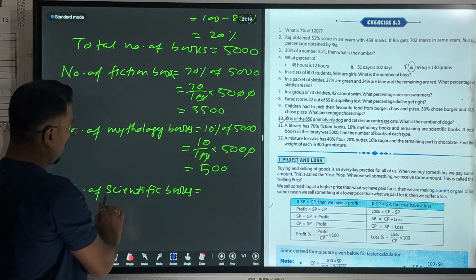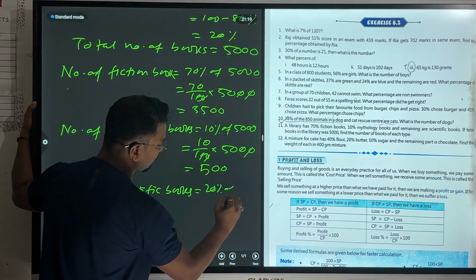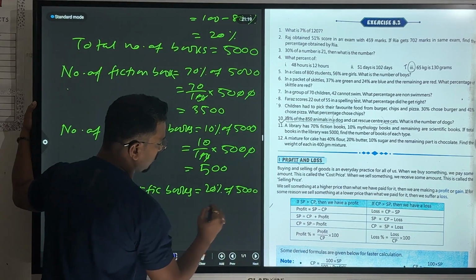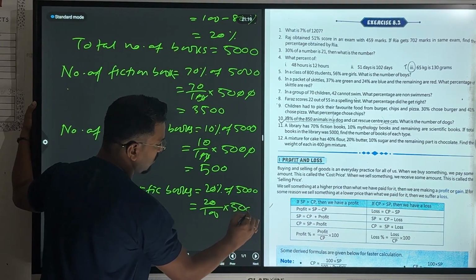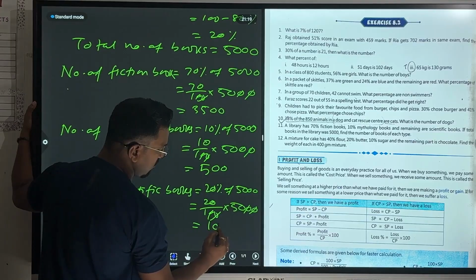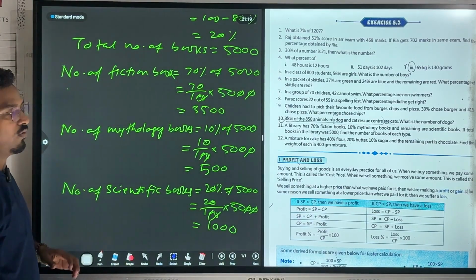The percentage of scientific book is 20%, right? 20% of 5000. So it will become 20 by 100 into 5000. 20 will get cancelled. So this will become how many? There are 1000 scientific book. Okay.